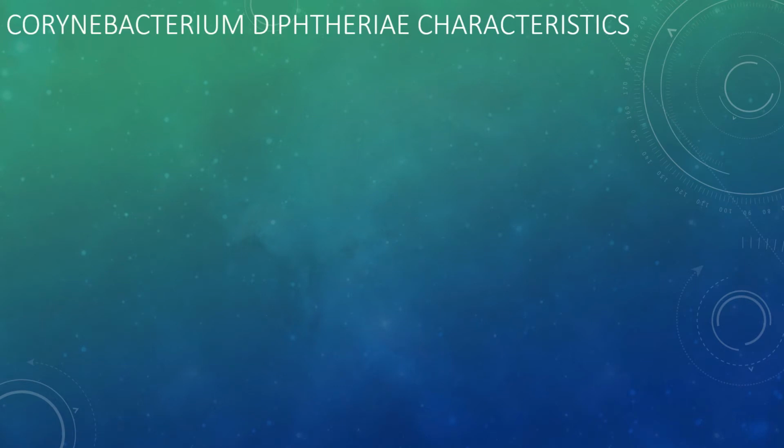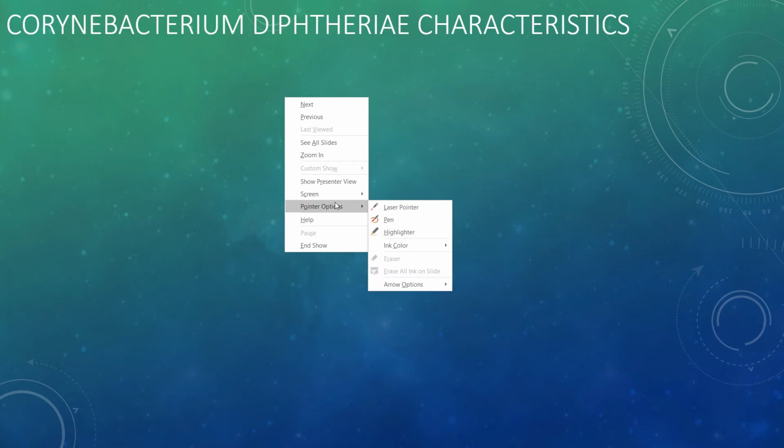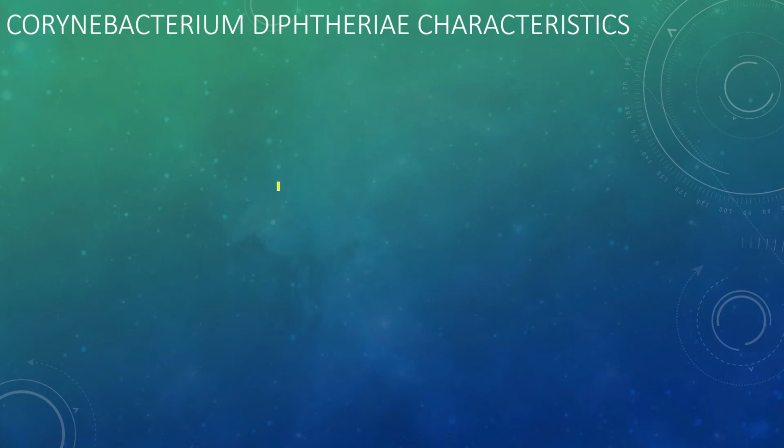Next bacteria, Corynebacterium diphtheriae. I know, pretty super long name over here, huh? So let's talk about some characteristics of Corynebacterium diphtheriae. So another time, we have another gram-positive rod, one of many, with an exotoxin encoded by a lysogenic prophage.